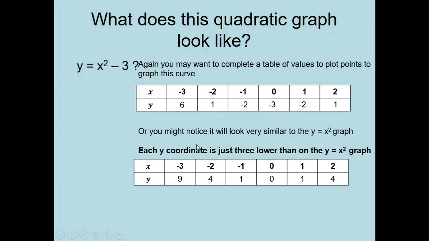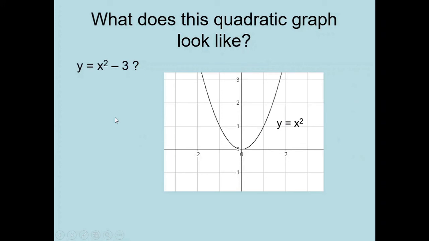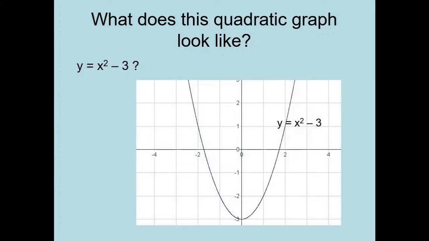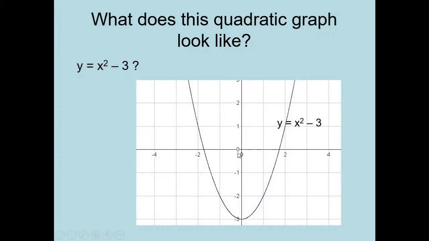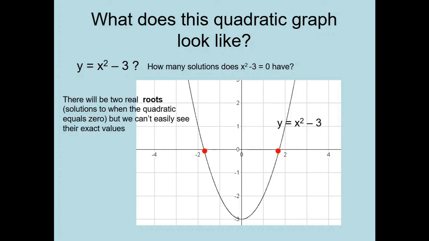Okay, so you should be able to see that on the graph. If you know what this graph looks like, y equals x squared, you should know that this graph is just 3 lower. All of the y values are 3 lower. So here's my y equals x squared graph, and there's my y equals x squared minus 3. Remember, my y equals x squared graph just touches the x-axis at this one point here, while the y equals x squared minus 3 graph is 3 below the x-axis, so it's not touching the x-axis here, but it is crossing the x-axis in these two places. So how many solutions does it have now? It's got these two solutions, although we can't see exactly what they are.